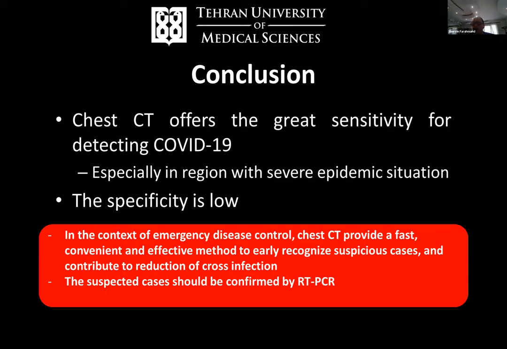But in the context of emergency disease control, it is very important that chest CT scan provides a fast, convenient, and effective method to early recognize suspicious cases. But we have to consider the obstacles to application of CT scan for these patients. For example, as I mentioned before, transmission of infection, decontamination process, availability of CT scan, and especially cost and radiation are very important. But it is an accurate screening tool to screen our patients. But we have to confirm the disease by other modalities, right, like RT-PCR. Thank you very much.